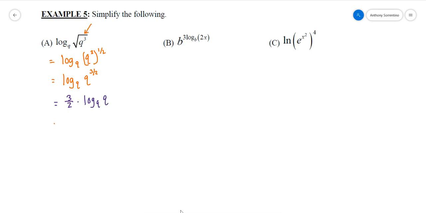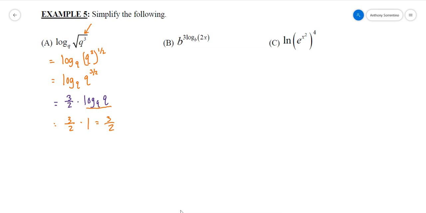And if you think about it, if I'm looking at this statement here and asking what power of q gives me q, well, the first power of q gives me q, so technically that's times 1, which equals the 3/2. So that's more of an explanation as to why the cancellation does work. Ultimately, it's because of that power property that you can do that.